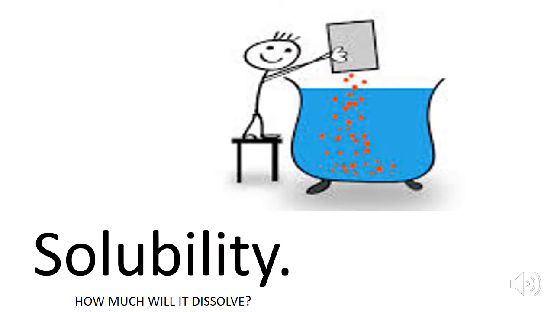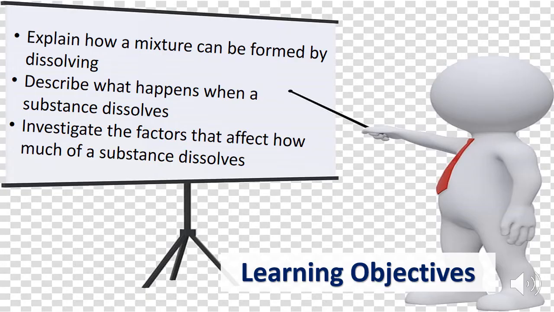Hello Year 6 and welcome to your final chemistry lesson in your Year 6 to 7 Science Bridging Unit. In today's session we're going to be looking at solubility, so it's building on from what we started looking at last time. So what I'm looking for today is for you to be able to explain how a mixture can be formed by dissolving.